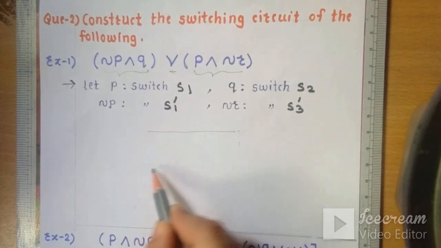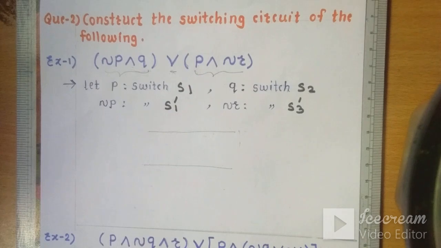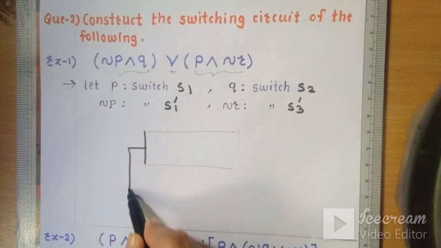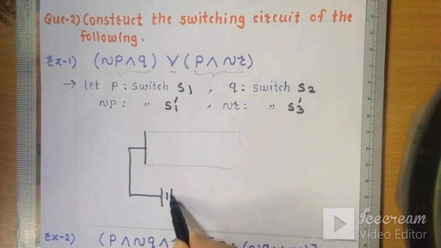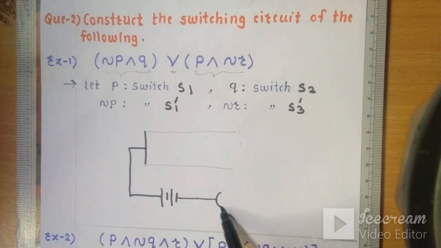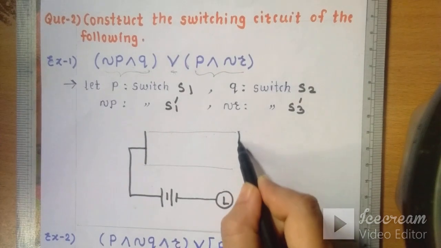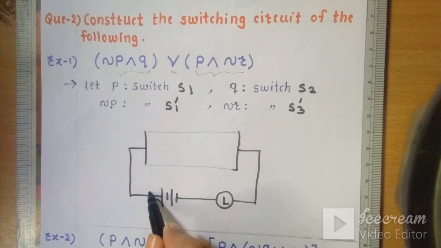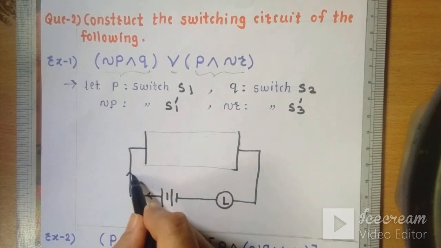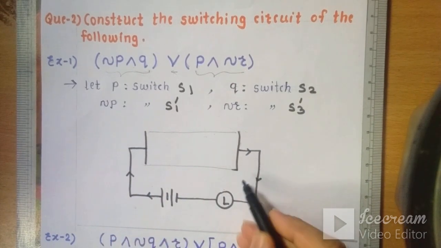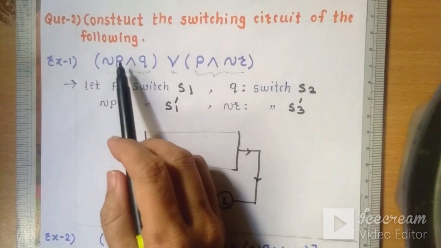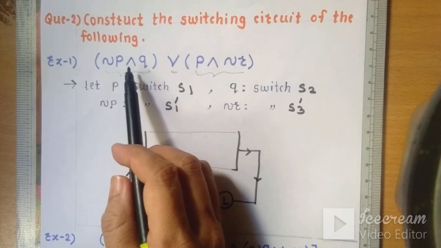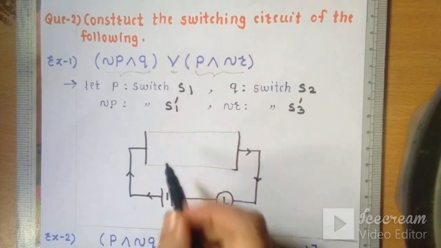That means there are two parallel lines like this, and then attach battery like this, and here lamp, and show the flow of current starting from positive end like this. Now again look here, in the first bracket there are two switches and conjunction symbol between them. That means these two switches are in series.